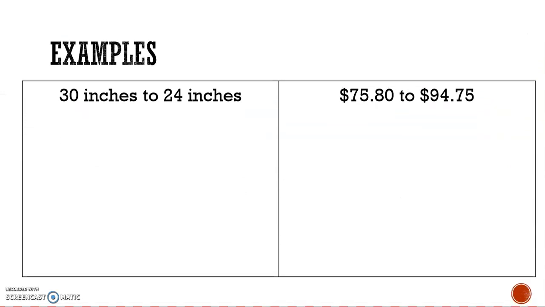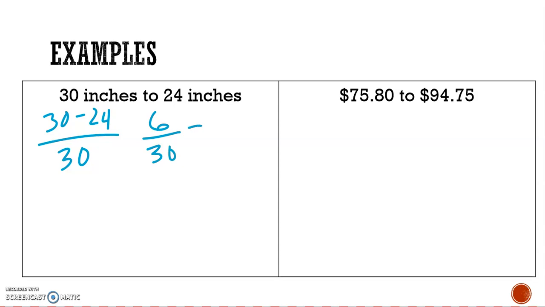Here we go. So 30 inches to 24 inches. So I'm going to do 30 minus 24, and then the old number, if it's just a problem like this, is the one that comes first, so it's the 30. So I'm going to subtract: 30 minus 24 is 6. Bring over that 30, and then I'm just going to divide. So 6 divided by 30 is 0.2.